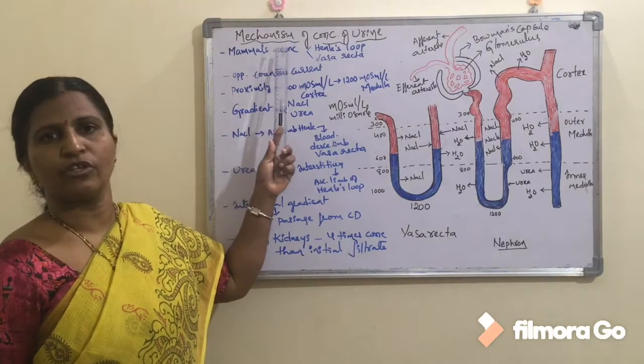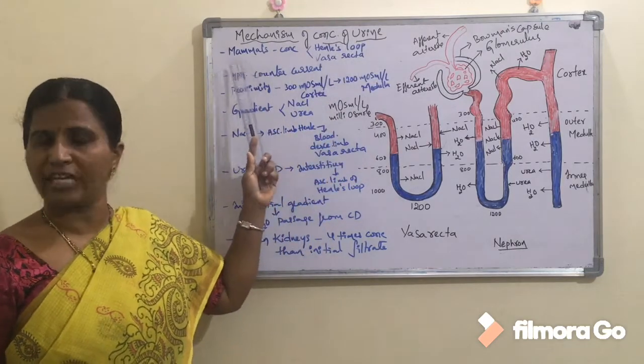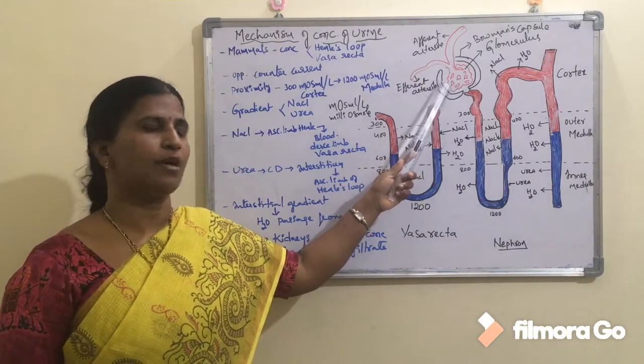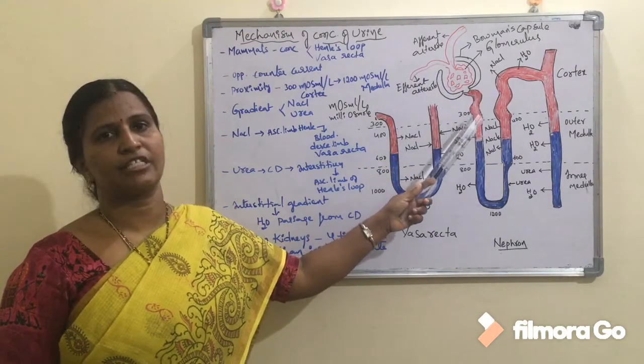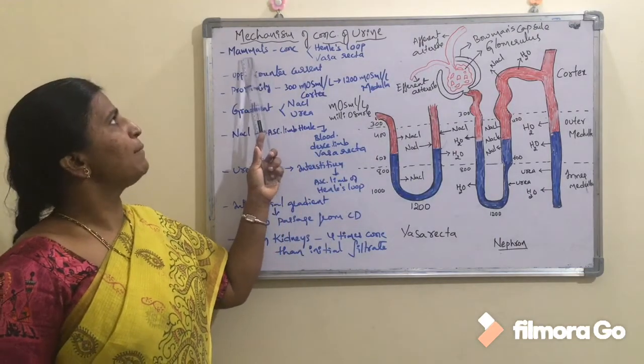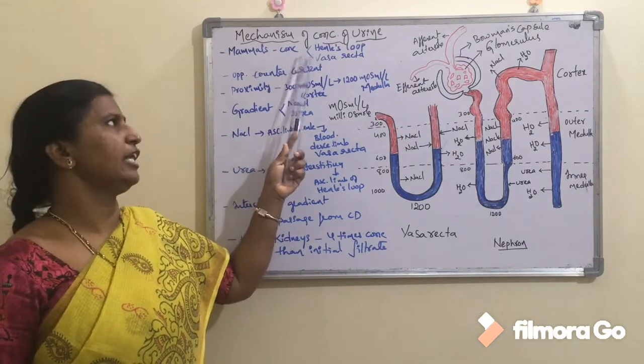In today's session we are going to learn about the mechanism of concentration of urine. That means how the urine is going to be concentrated, because in our previous class we learned that the filtrate coming from Bowman's capsule is hypotonic urine, that means with less concentration, but mammals have the capacity to excrete concentrated urine or hypertonic urine.